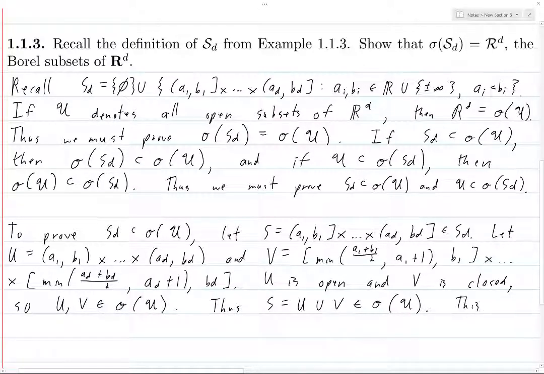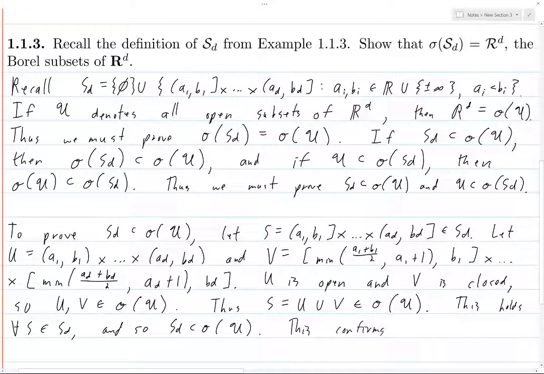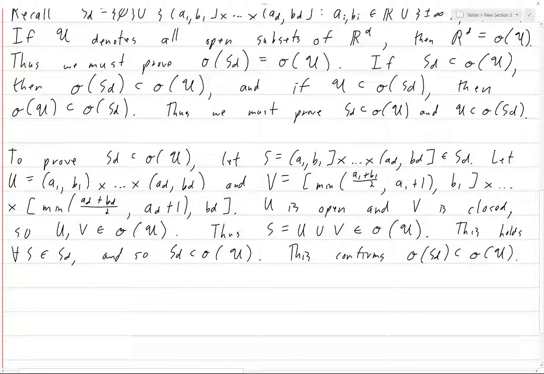So we've proven that S is an element of the sigma field generated by U. This holds for all S in SD, and so SD is contained in the sigma field generated by U. This confirms, as we've discussed, that the sigma field generated by SD is contained in the sigma field generated by U. Alright, and now we want to prove that U is contained in the sigma field generated by SD.